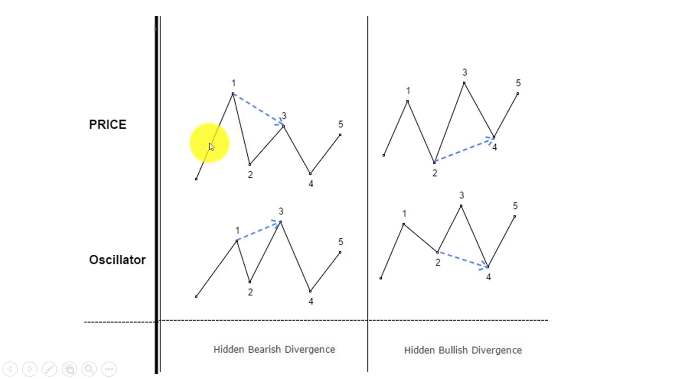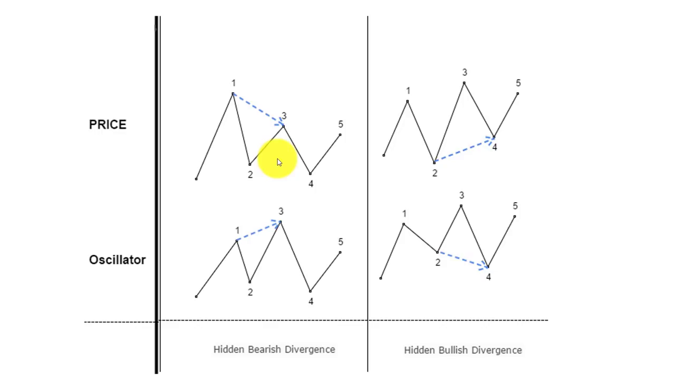So let's see what a hidden divergence is. A hidden divergence forms when the oscillator makes a higher high or lower low while the price action does not. This often tends to form during consolidations or corrections within an existing trend and usually indicates that there is still power in the prevailing trend and that the trend will continue. So in other words, hidden divergence is similar to a continuation pattern.